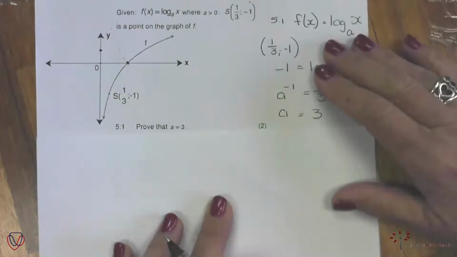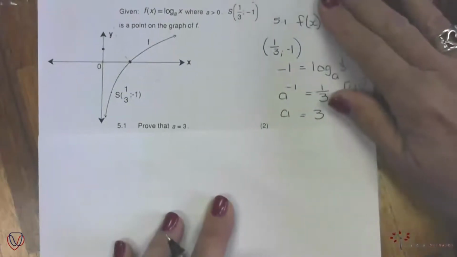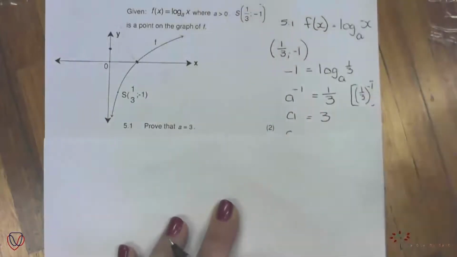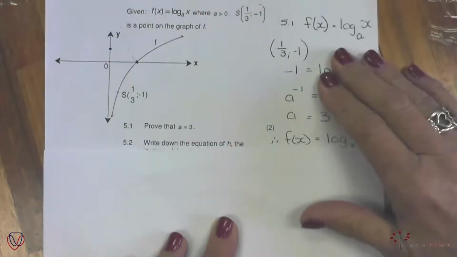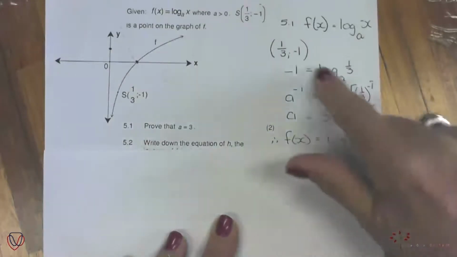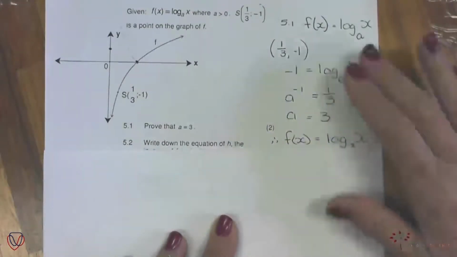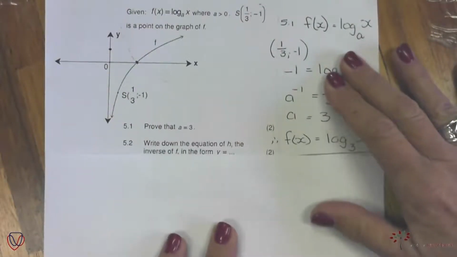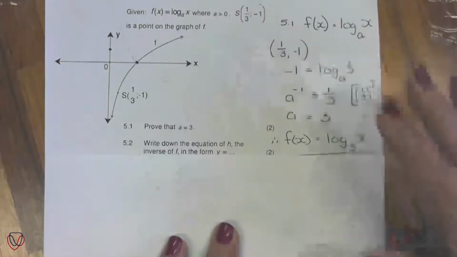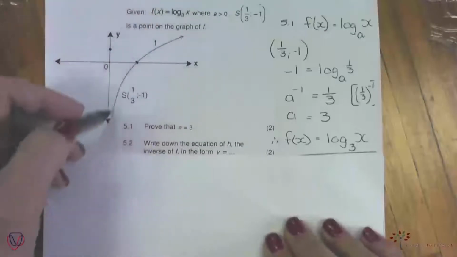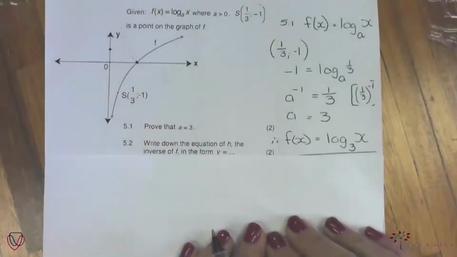Okay, not difficult because that you have done quite a lot in your classes also. So that's not a level 3 or 4 question, maybe a level 2. Yeah, because of that, it can be a higher level. Write down the equation of h, the inverse of f in the form y is. Ooh. The inverse of f will be what kind of equation?